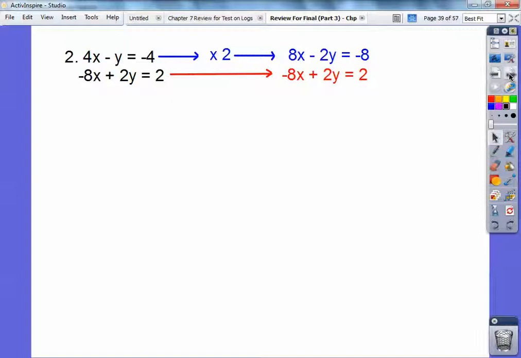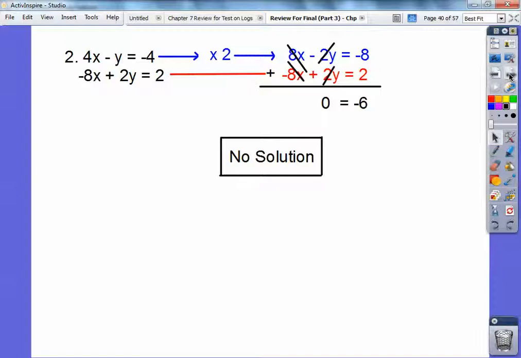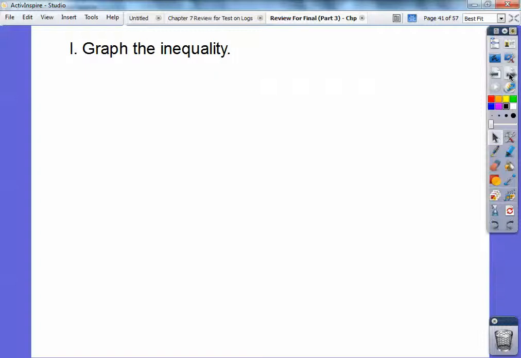Okay, on this one, I'm going to take that top equation and multiply it by 2, because it'll get me a positive 8x. It'll cancel out with that negative 8x. But look out, the negative 2y also cancels out with a positive 2y, and I get 0 equals negative 6. Well, 0 doesn't equal negative 6. So it's no solution when you run into a contradiction. If I would have gotten 0 equals 0, I would have said infinitely many solutions. Or let's say I got 12 equals 12. Again, infinitely many solutions, because that is true.